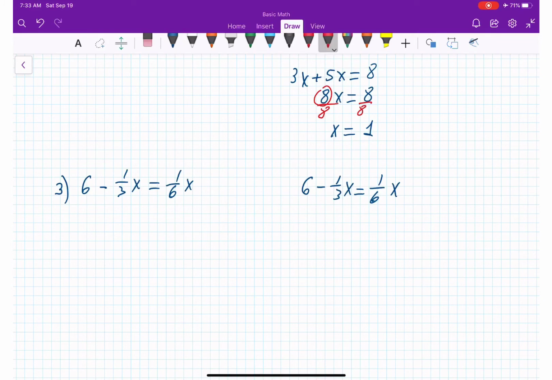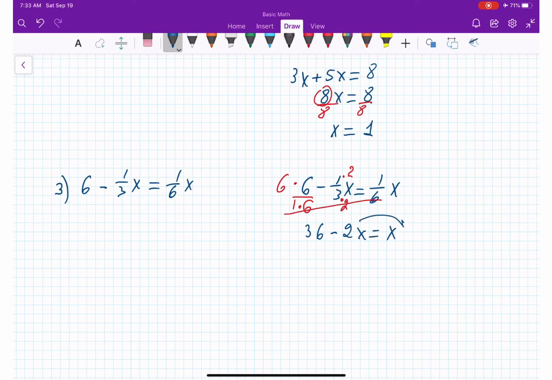Since this 6 is a whole number, the denominator is 1, so I need to multiply by the entire 6, right? And multiply by 6 here also, because we need 6 in the denominator. Here we have 3, I am multiplying by 2, here also I'm multiplying by 2. Here I have 6, I don't touch anything. So 6, 6, and 6. I'm dropping the denominators, and what do I get? 36 minus 2x is equal to 1x, or just x.